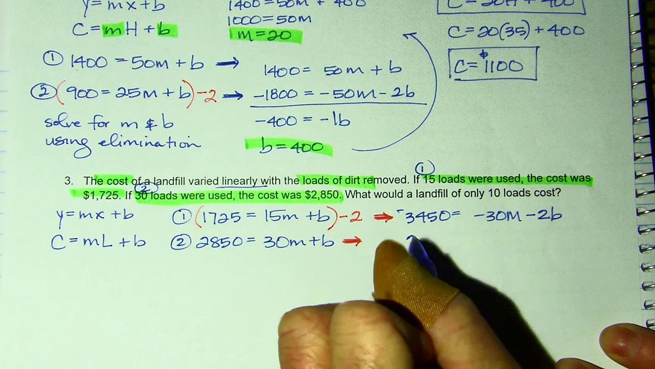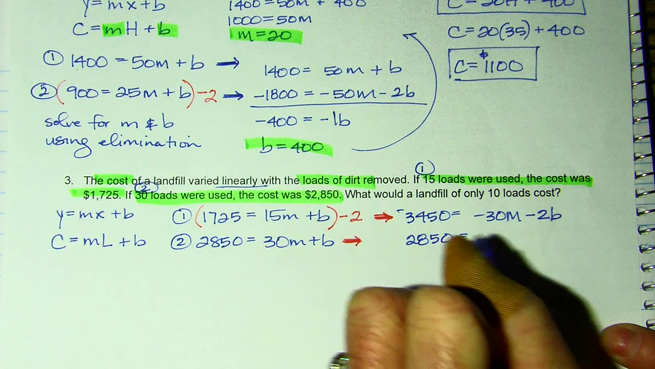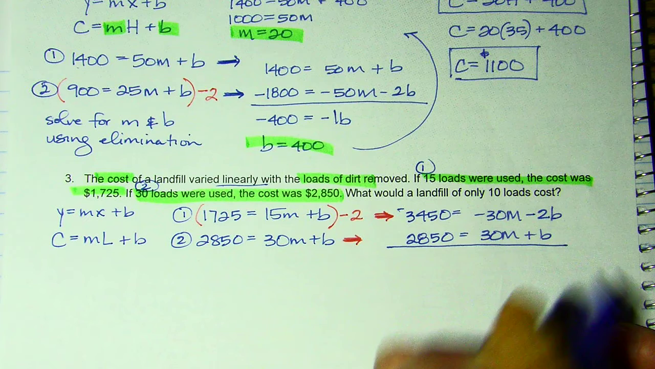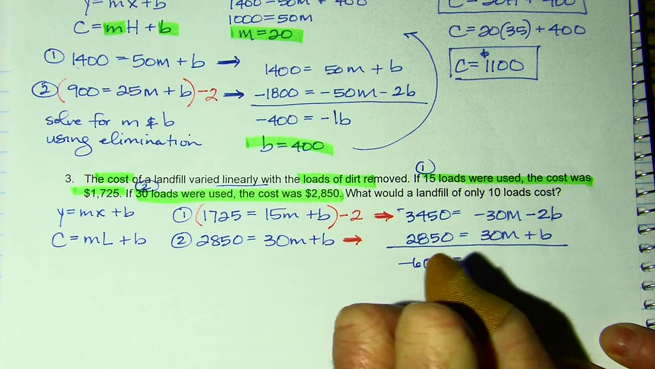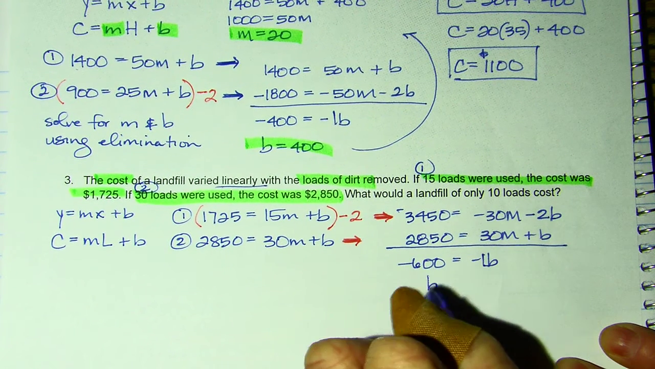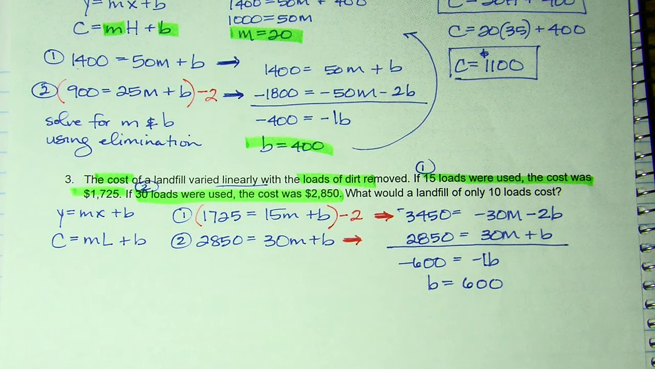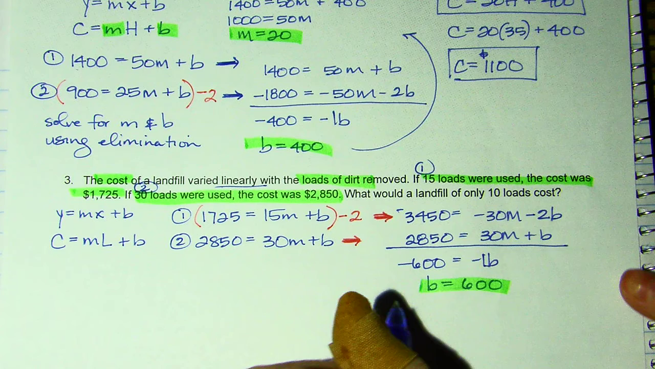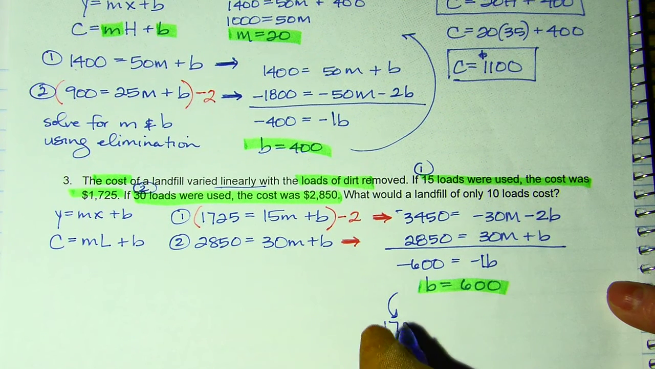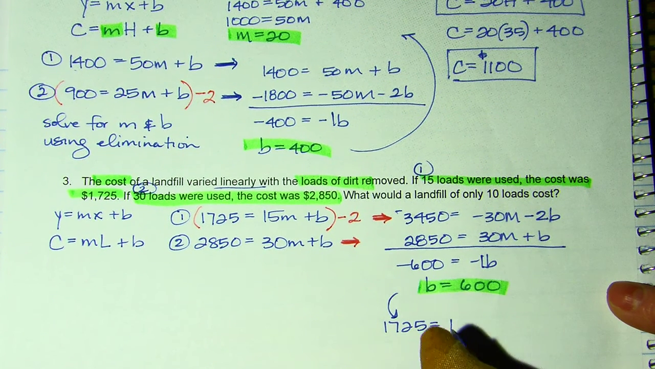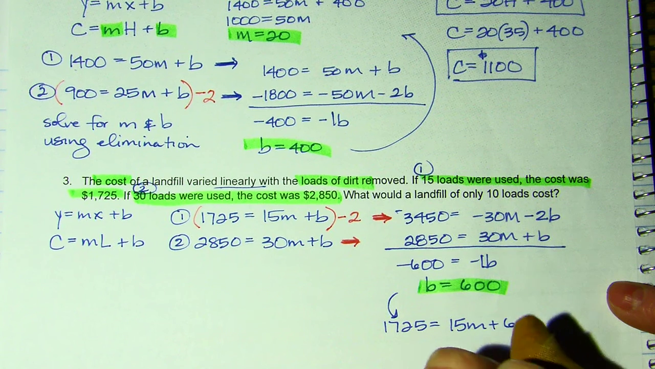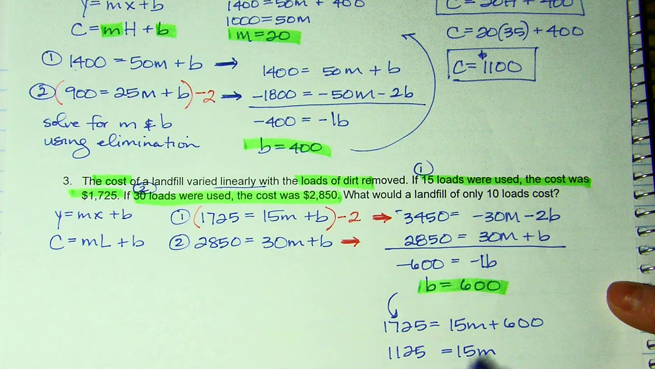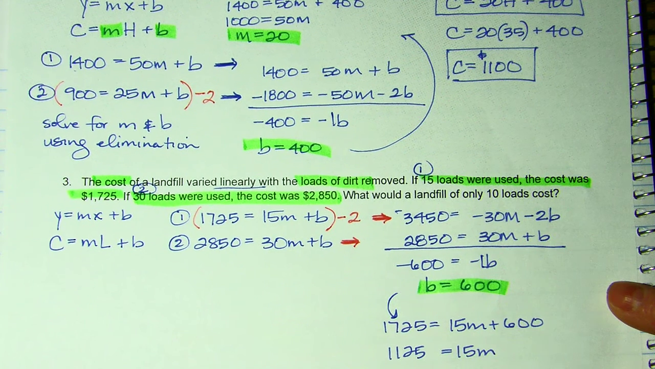The bottom equation is 28.50 equals 30M plus B. And that gives me negative 600 equals negative 1b. So b equals 600. So I've solved for b. Now I'm going to plug it in to find m. So 1725 equals 15m plus 600. That gives me 1125 equals 15m. So m equals 75.